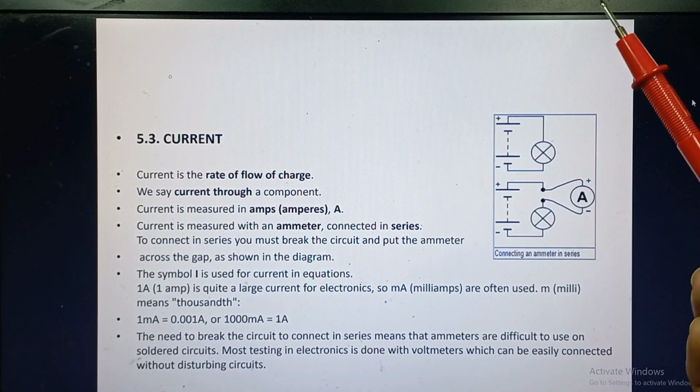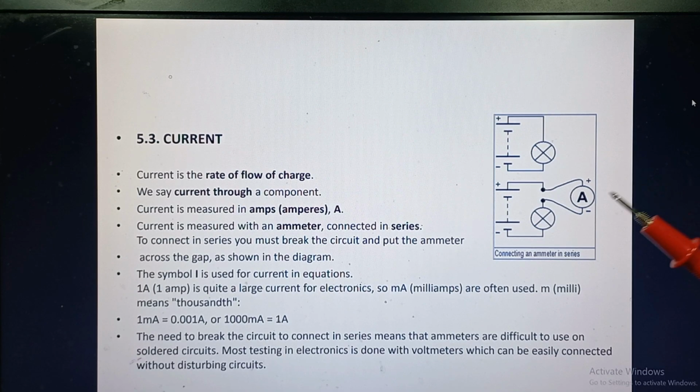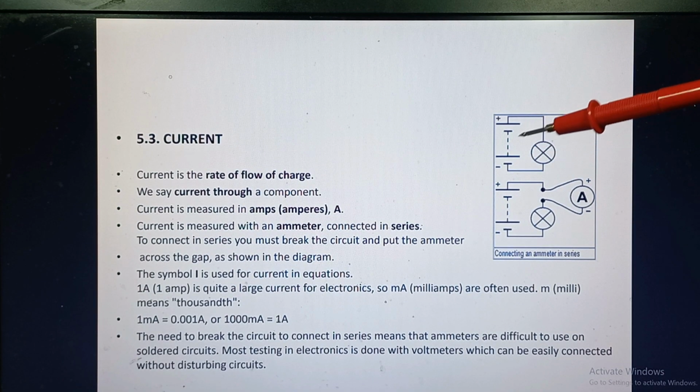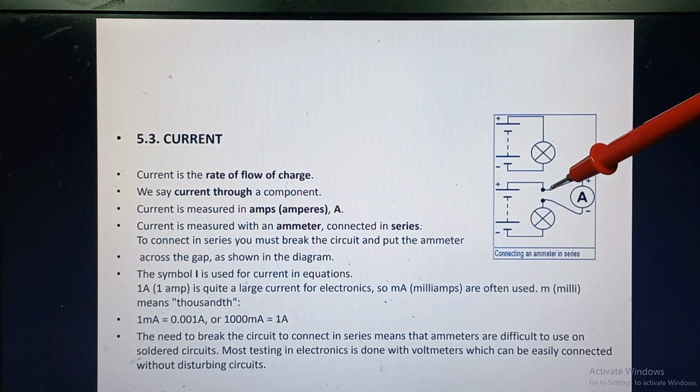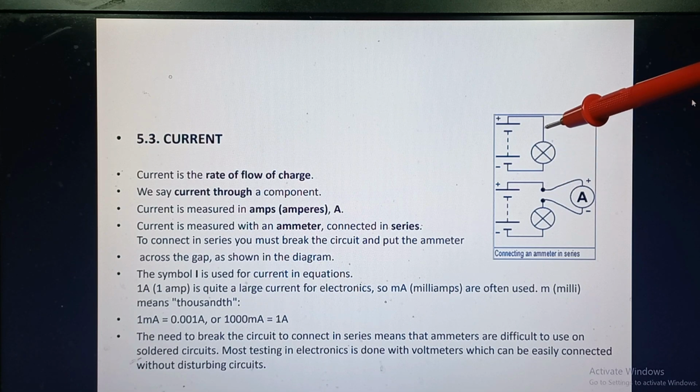Now coming to another topic which is very important, the current. Current is the rate of flow of charge. We say current through a component. Yes, if you want to measure current, this is a circuit. Here you can see the load, here is the battery. If you want to measure the current through this load, you will have to insert your ampere meter in series with this load. We say current through a component.